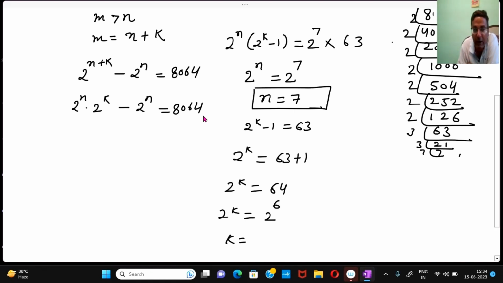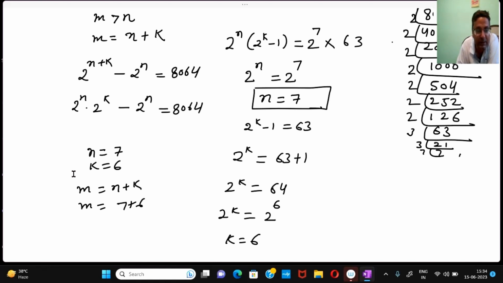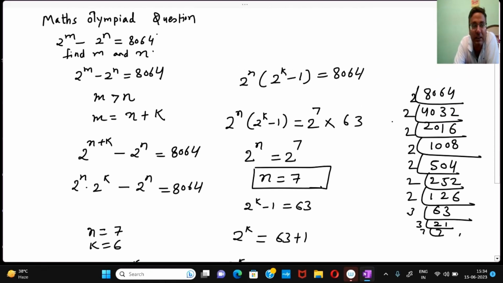We can compare. Now k is 6 and n is 7. And first we have taken m equals n plus k. Now m is 7 plus 6, so m is 13. Now we have two values: m is 13 and n is 7. So this is our required value, m is 13 and n is 7.